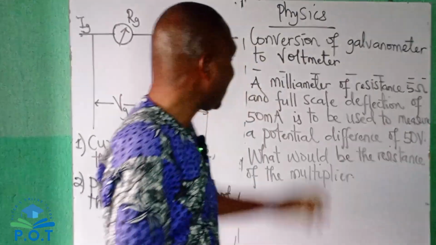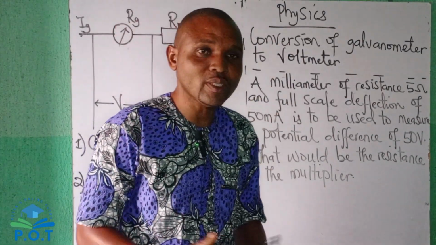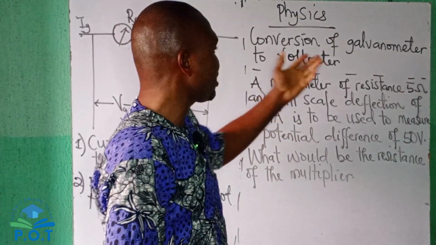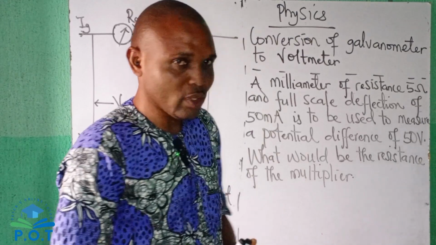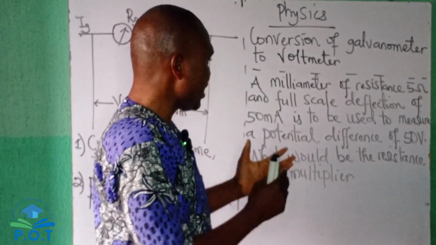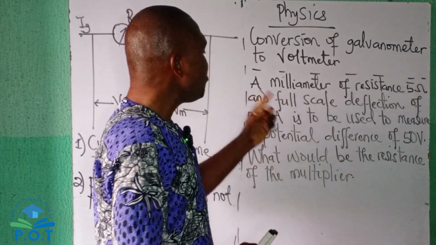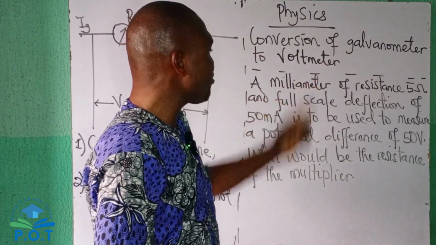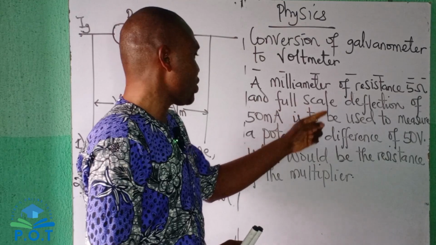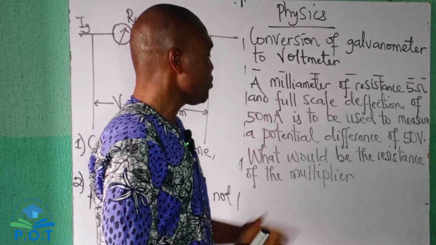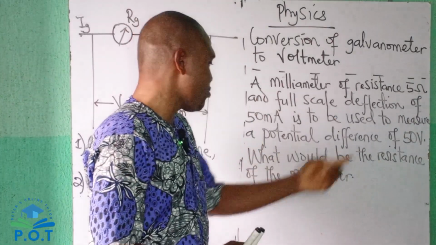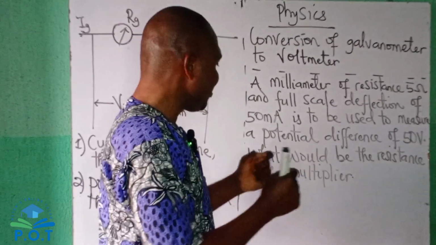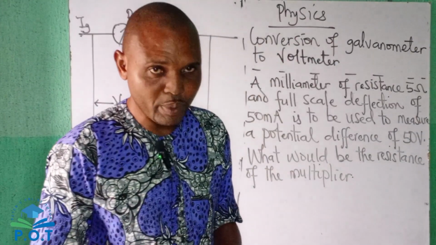Today we shall be looking at physics and the topic on the board is conversion of galvanometer to voltmeter. Now there's a past question in physics on the board. It reads, a milliammeter of resistance 5 ohm and full scale deflection of 50 milliampere is to be used to measure a potential difference of 50 volts. What would be the resistance of the multiplier?